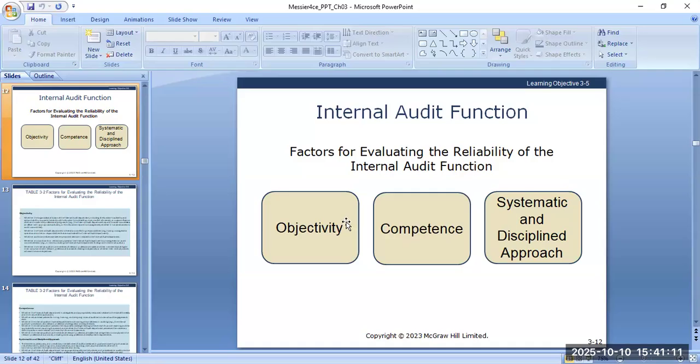Next step was to assess the internal control. One part of the internal control is to check the internal audit function. Factors that we're going to evaluate will be the objectivity, competence, and approach.